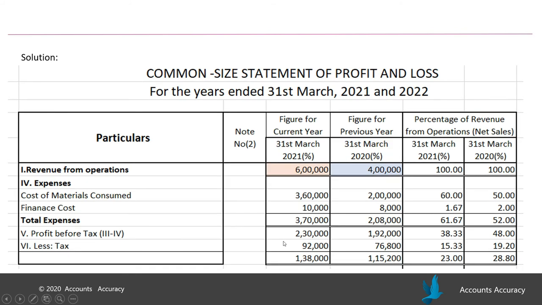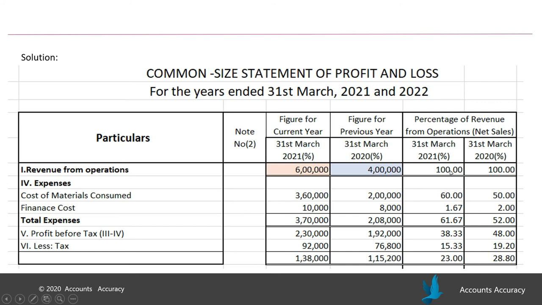76,800. Now after deducting the tax value from the profit before tax, you will get the profit after tax, that is from 2,30,000 you need to deduct 92,000, you will get 1,38,000. In the same way, from the total profit before tax, that is 1,92,000, you will deduct tax value, that is 76,800, you will get profit after tax.